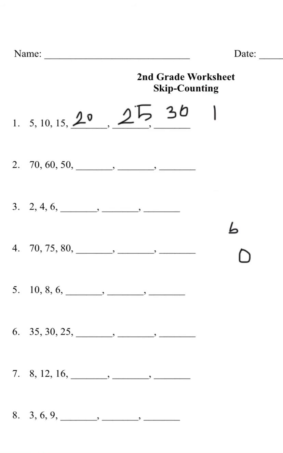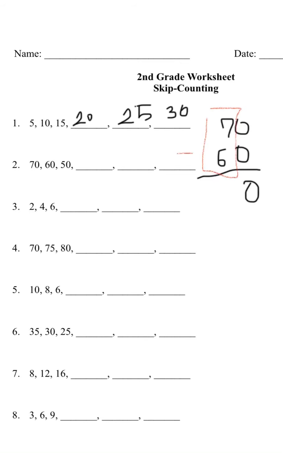Okay, now let's try number 2. So number 2, we have 70, 60, 50. It's going down, right? So 70 minus 60. 0 minus 0 is 0. And 7 minus 6 is 1, right? So we're going down by 10.